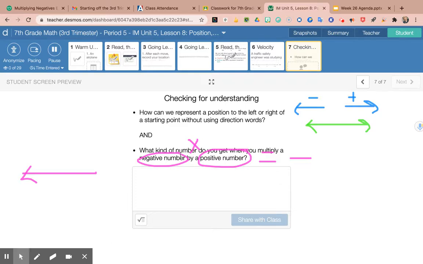So we're going to talk more about these kinds of rules, but for our example, when a car was going left and time was passing that was positive, the car was on the left side, so negative. So you'll type that in here.